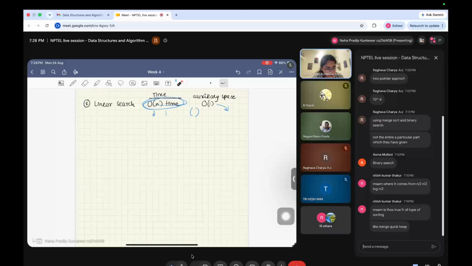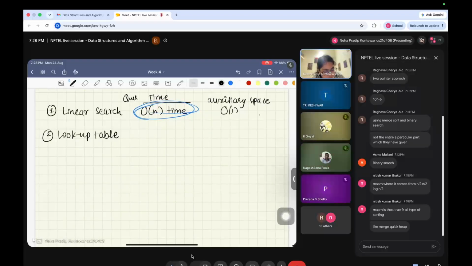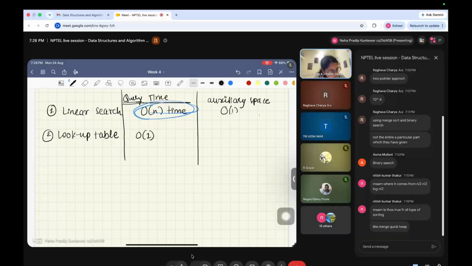So this was the first algorithm, and now we have something different. The second thing is we maintain a lookup table. By the way, when we talk about time, we are talking about query time. This is important. We're not talking about the time required to make the data structure. So this is order one query time. You are just looking at the entry and answering that. That was the advantage, but the space that we required was order n square.